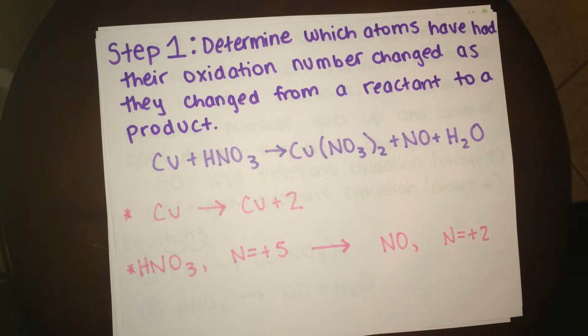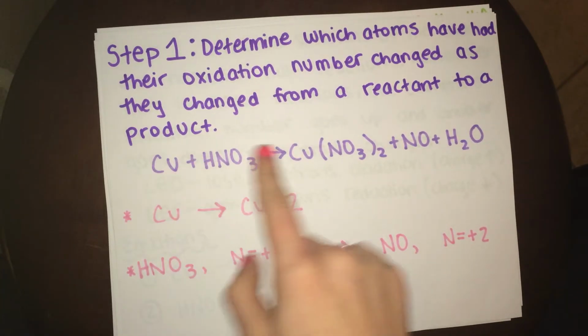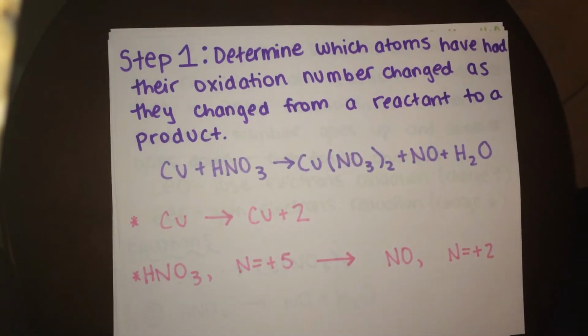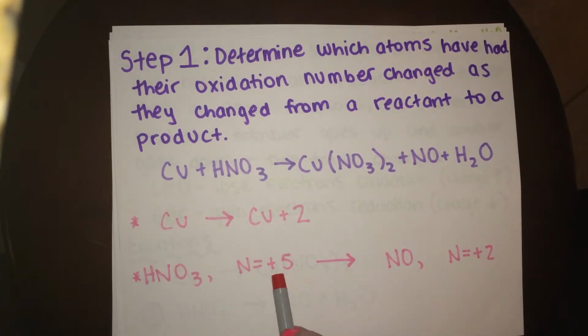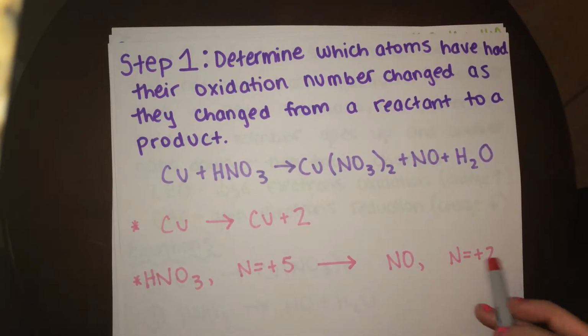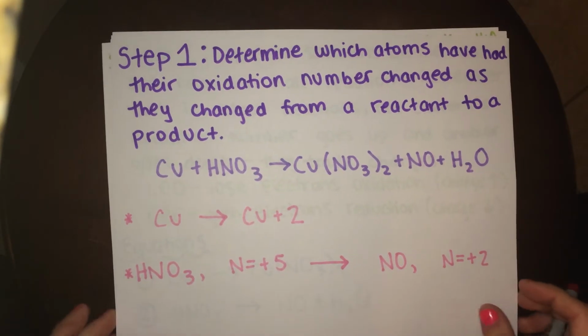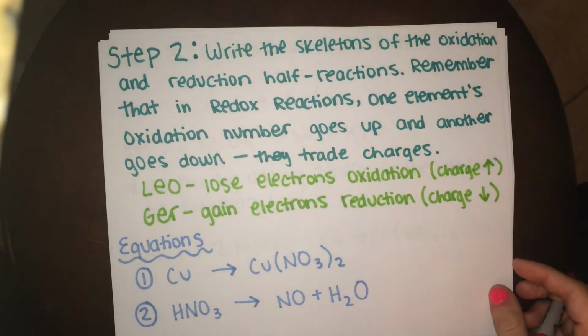So with step 1, you're going to determine which atoms have had their oxidation number changed as they changed from a reactant to a product. So you can see here that there's 2 coppers here, there's only 1 copper here, so you can see that has changed. And then with nitrogen, the oxidation number is +5 here and +2 here, so you can see that oxidation number has changed as well.